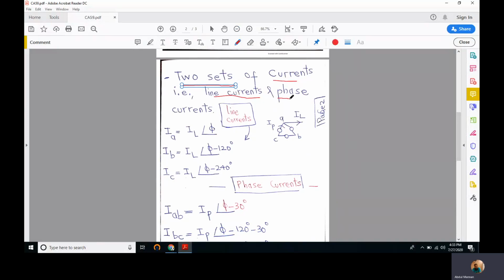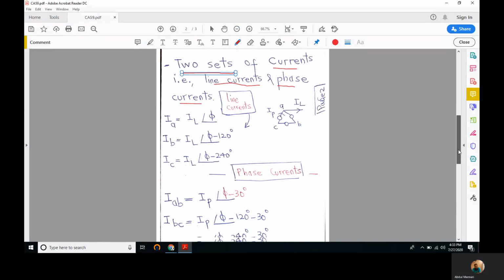So they are actually opposite to each other. Line currents and phase currents. Line currents are IL; if IA is at an angle of phi, then IB, the second line current, has to be 120 degrees apart. IC should be a further 120 degrees apart, right?